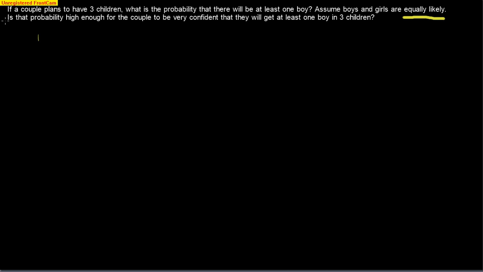So we could say the probability of a girl equals 1/2. We've talked about that a lot, and we know that. The probability of a boy is also going to equal 1/2. All right, if we're having 3 children, that's like 3 events, and we're trying to find out the probability of at least one boy.